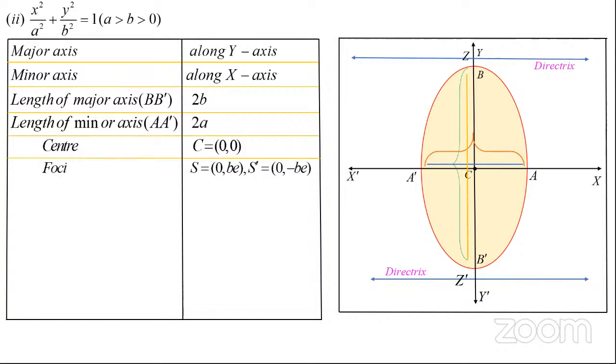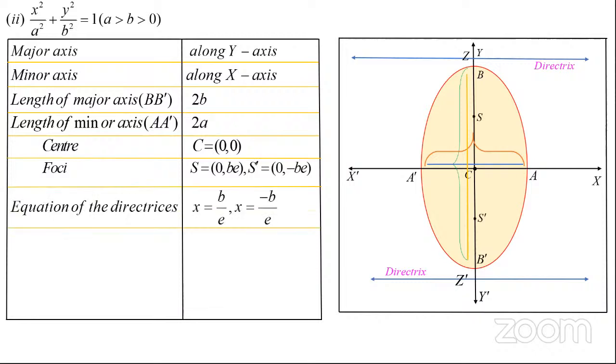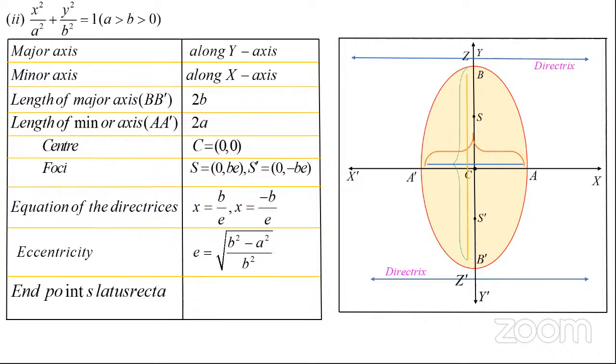The center is 0, 0, and the foci are 0, plus or minus be. The equation of the directrix is y equal to plus or minus b by e, and the eccentricity is e equal to under root of b square minus a square by b square. The end points of the latus rectum are plus or minus a square by b comma plus or minus be.